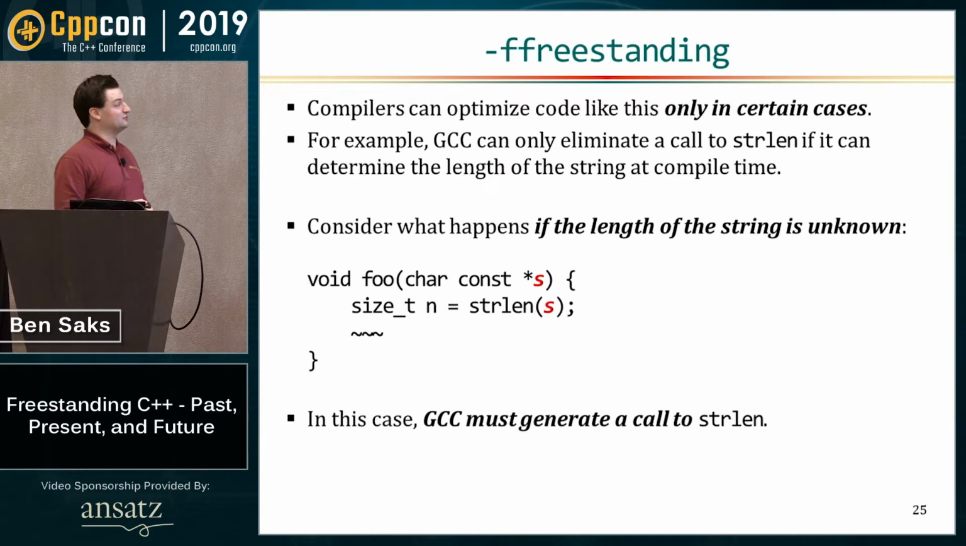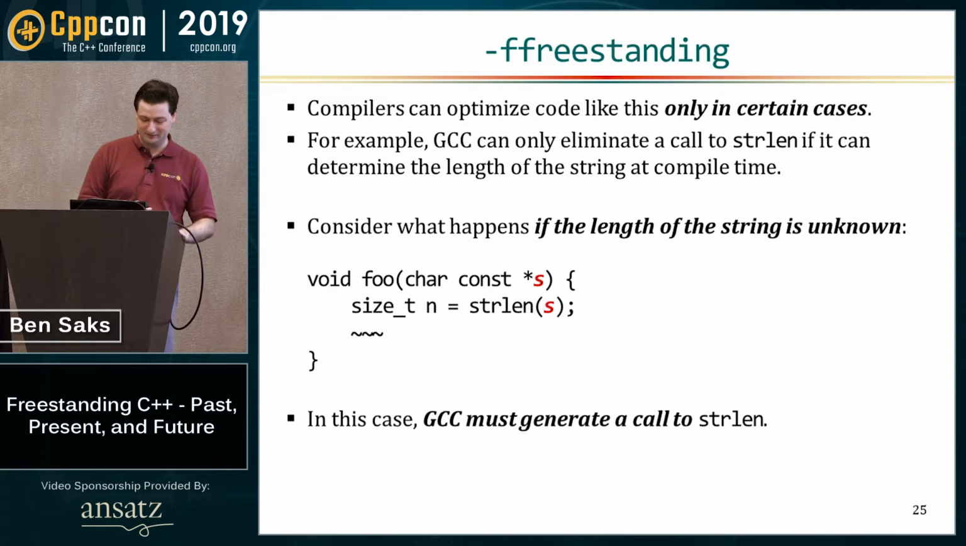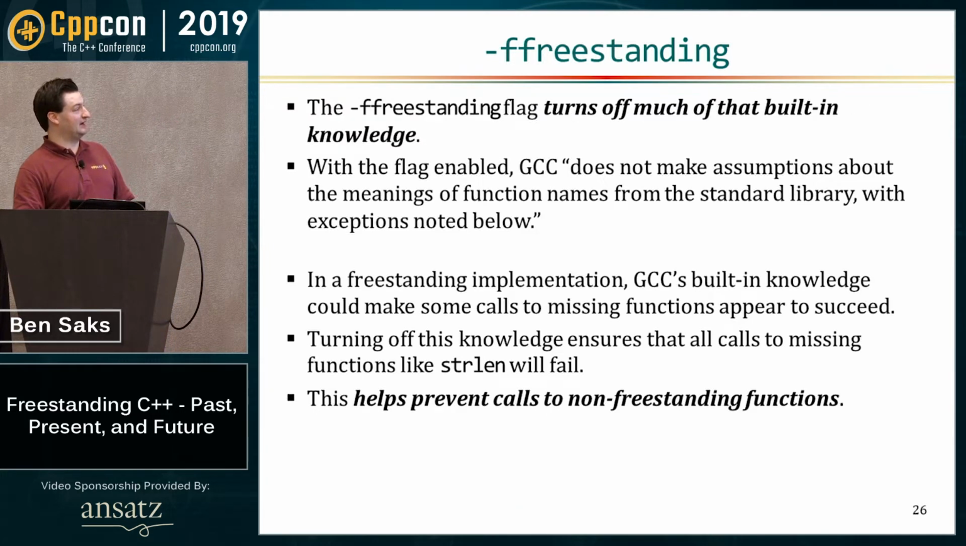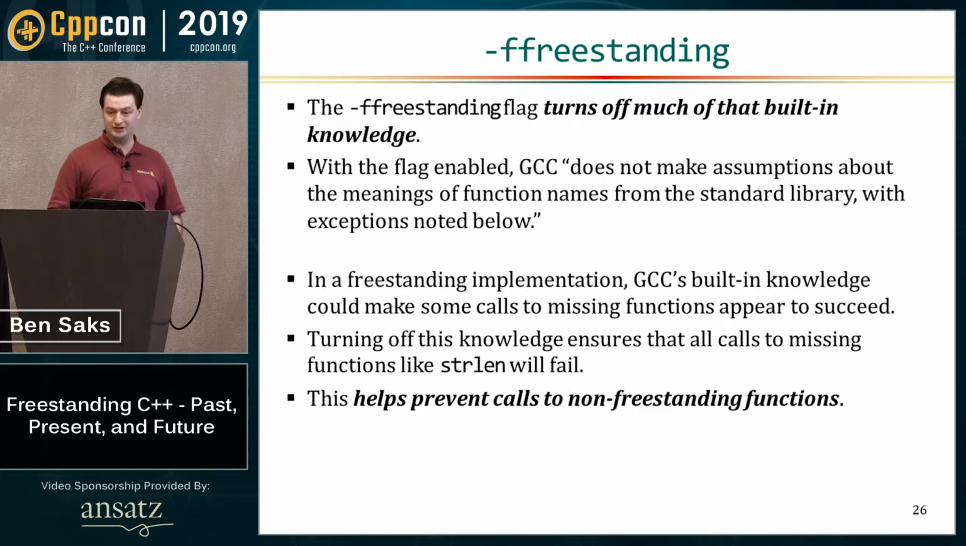Now, it can only do that as long as it can see the length of the string. If I'm dealing with a situation like this, where the length of the string is unknown because it's a function parameter or something else, in that case, GCC has to actually generate a call to the strlen function. So there are some circumstances where this knowledge is helpful to the compiler and allows it to make certain optimizations, and other places where it's "thanks for sharing, but I can't actually do very much with that information at this point." So what the -ffreestanding flag does is it turns off a lot of that built-in knowledge. The description of the flag says GCC does not make assumptions about the meanings of function names from the standard library, with exceptions noted below, and we'll talk about those exceptions in just a moment.